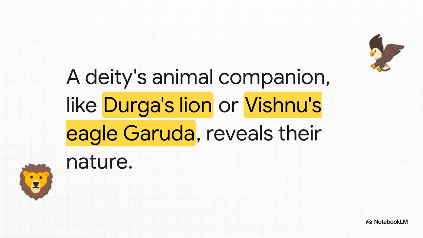And you can't forget the vahana, the divine mount. This is a huge clue. The animal a deity rides isn't just random. It's a symbolic extension of who they are. Durga's fierce lion? It represents her own power and courage. Vishnu's incredible eagle, Garuda, represents speed, strength, and his rule over the skies.